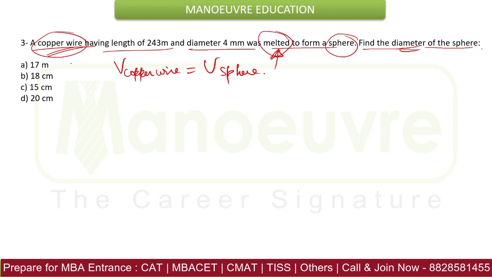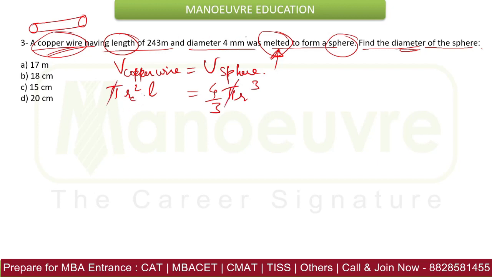Now copper wire will be in the form of a cylinder. Now volume of cylinder will be given as pi r square h, so that will be pi r square into h, meaning here length, that is L, and this is rc, that is the radius of the copper wire. And volume of sphere is given as 4 by 3 pi r cube, where r is the radius of the sphere. Now this pi will get cancelled out over here.